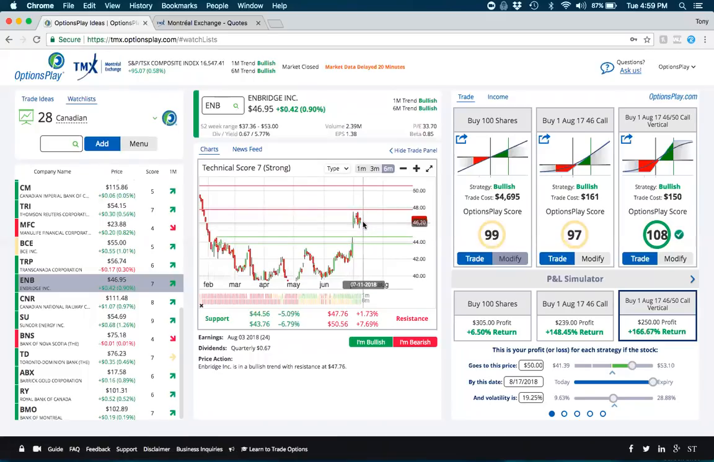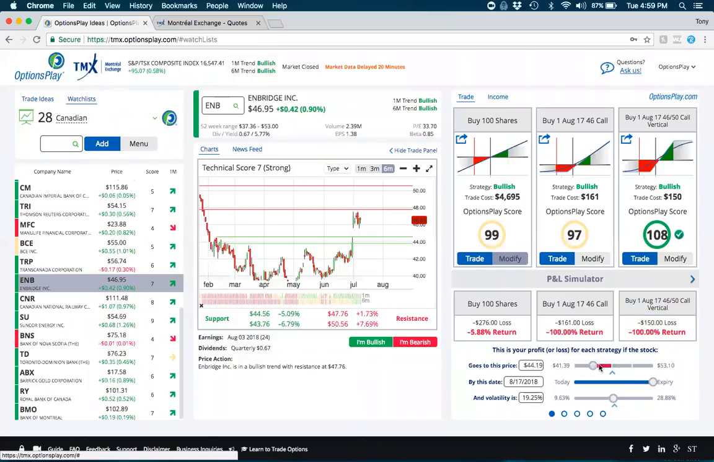Conversely, like I said, sometimes we're wrong, right? Technical analysis is not a crystal ball. Maybe Enbridge falls back down to this 43, 44 level because it just simply breaks out and it doesn't hold, and it comes back down. As you can see, if it comes back down, if I had bought 100 shares of the stock, I lose $295, a 6% return. If I bought this call, I actually lose less, only $161, because my losses are limited to what I've paid for that call. And the strategy on the right, I actually lose the least amount of money. So even though if this is right, I make the most profit, if I'm wrong, I actually risk the least amount of money here on the strategy.